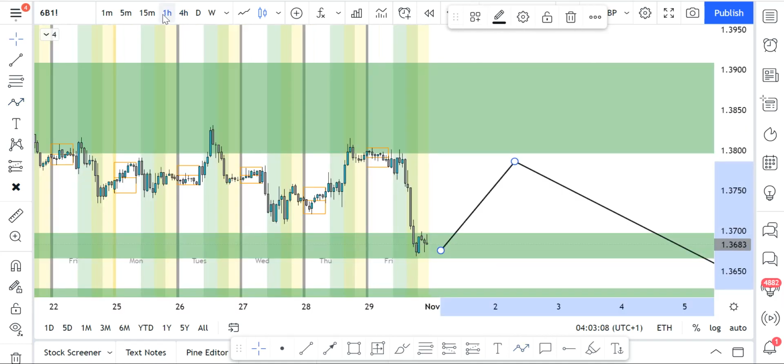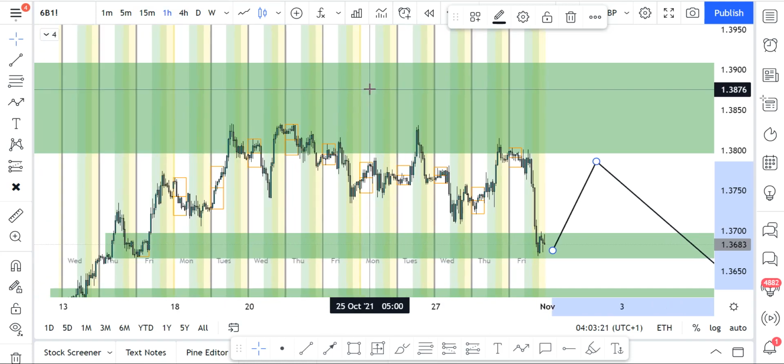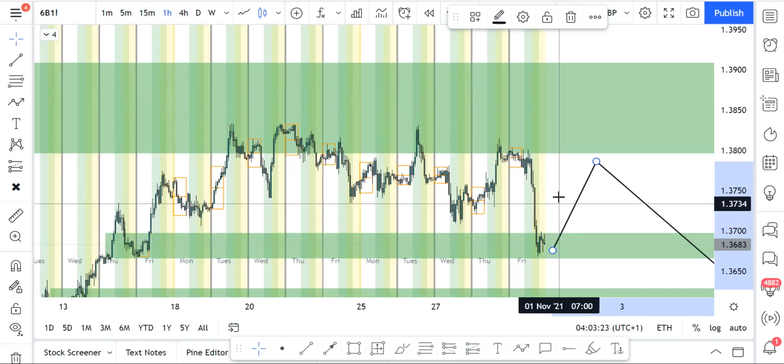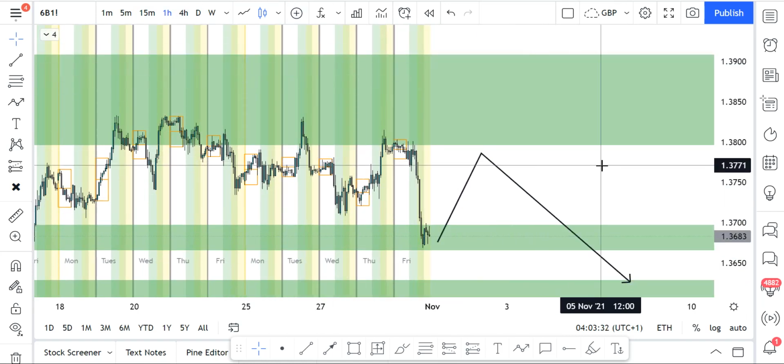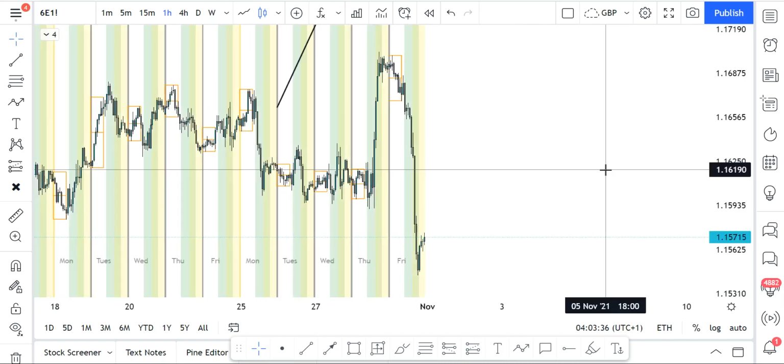Now, if we go to the 1 hour time frame, what can we see? Now, from this point, we are expecting a reaction to the upside, and from there, we can break to the downside. Now, that's what we have for the GBP. Now, let's check the euro. What do we have for euro so far?